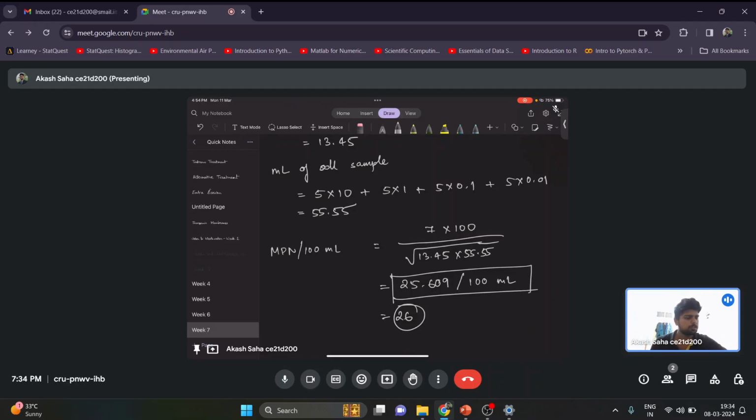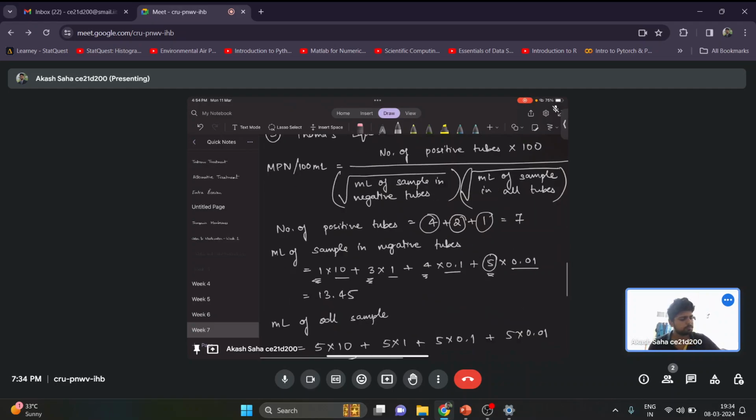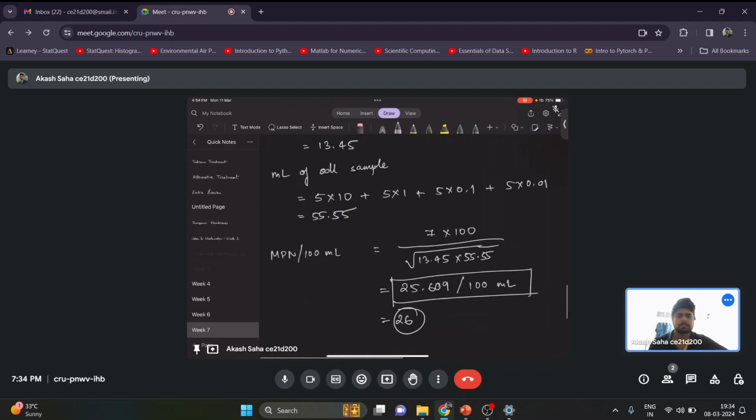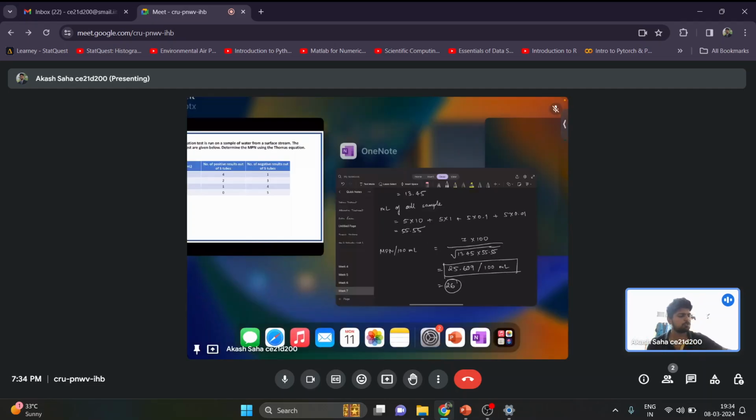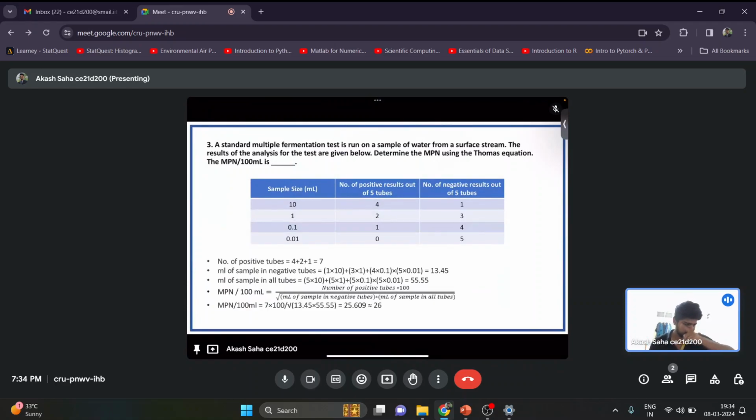Okay, we have understood the problem. So simply we have to substitute the positive tubes, then the sample in negative tubes, and then the sample. So this is the solution. Now we move to the next problem.